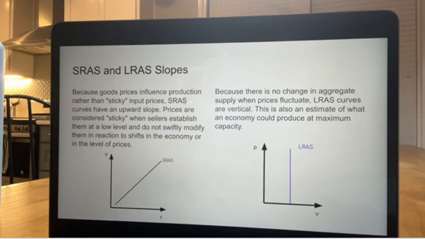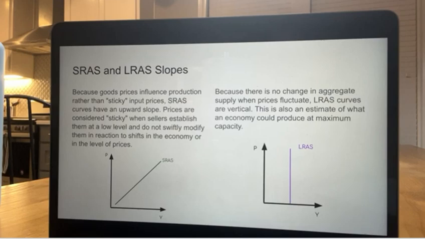First is short-run aggregate supply, and because goods prices influence production rather than sticky input prices, the short-run aggregate supply curves have an upward slope. Prices are considered sticky when sellers establish them at a low level and do not swiftly modify them in reaction to shifts in the economy or in the level of prices. And as you can see here, there's an image of an upward sloping short-run aggregate supply graph.